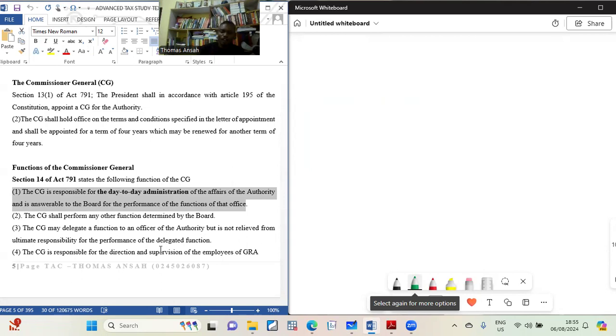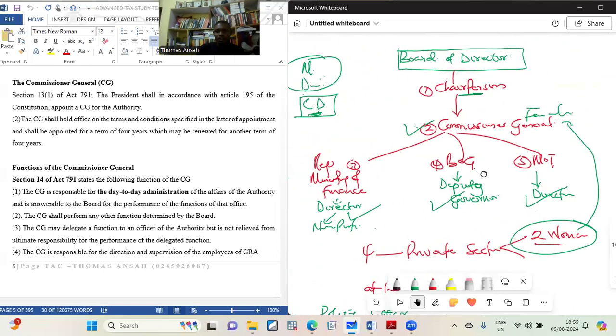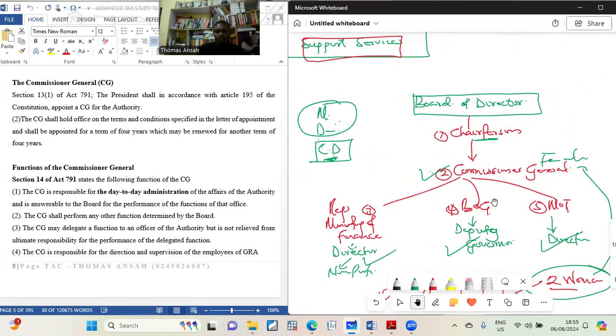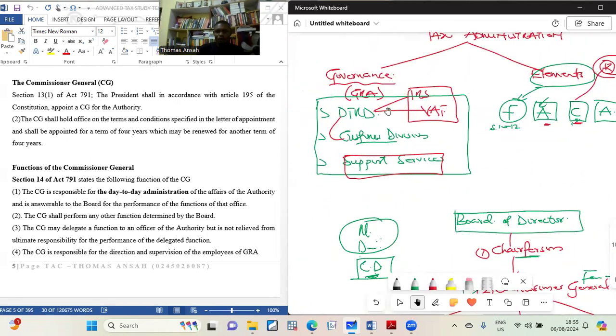But don't forget, the organogram that I drew, you saw the head, Commissioner General. With these three people, the DTRD has a commissioner. He's not a Commissioner General, he's just a commissioner of DTRD. And that is Mr. Jamra.